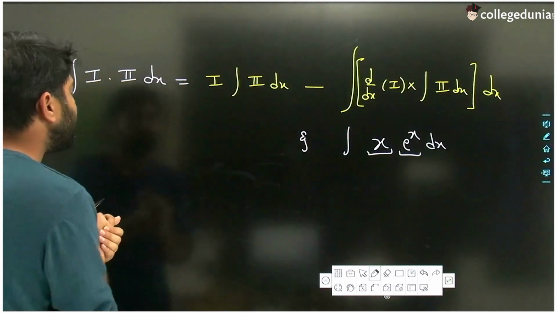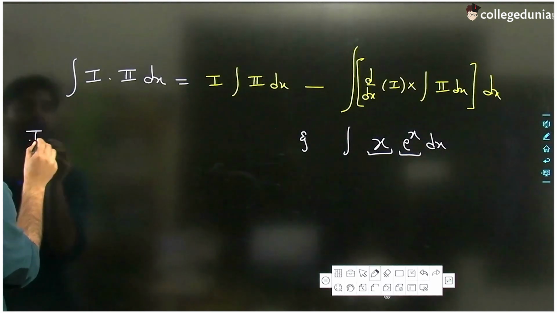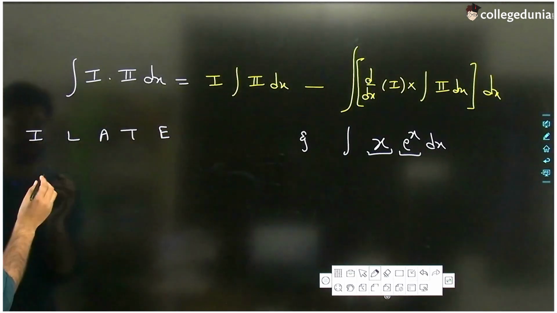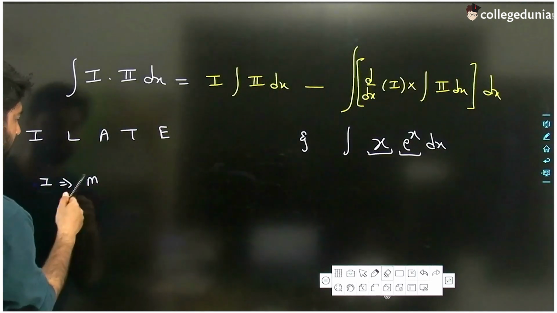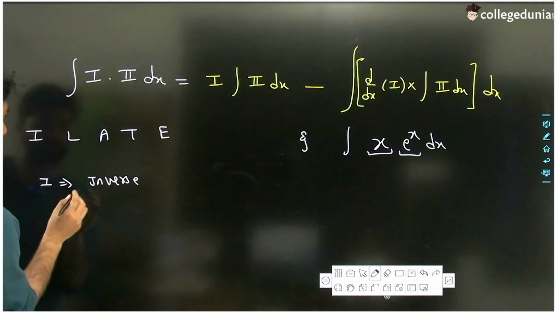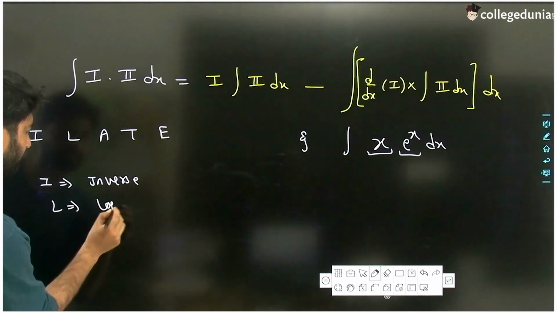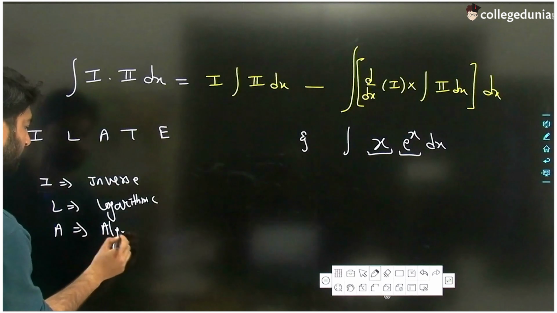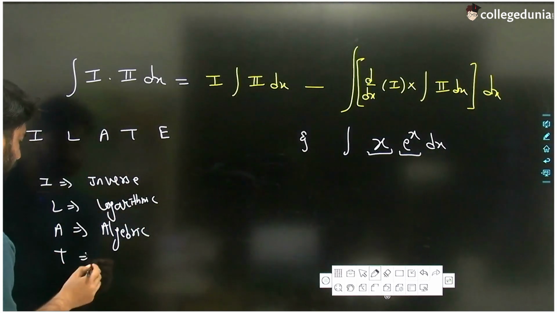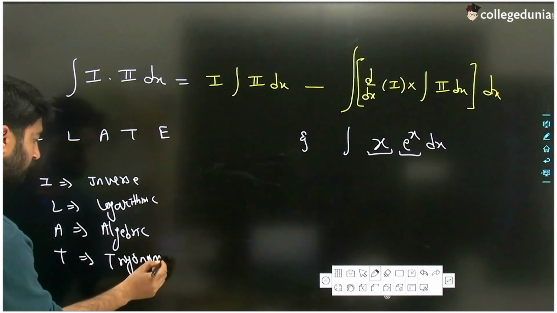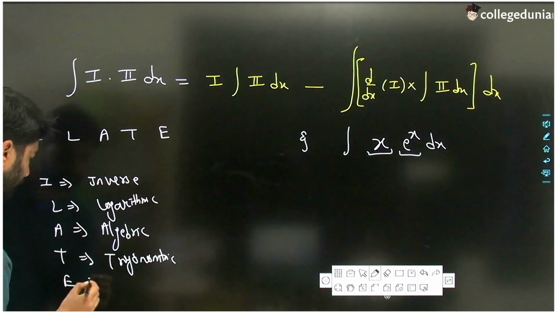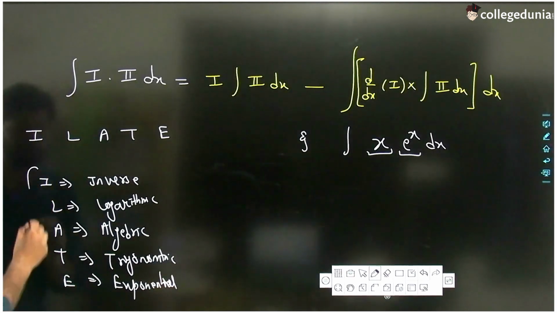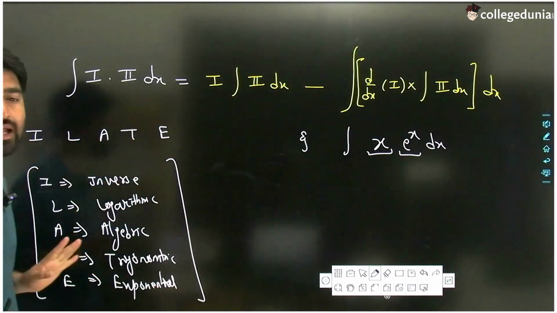So guys, for that we have to use a rule, ILATE. According to this rule, I refers to inverse function, L stands for logarithmic function, A means algebraic, T means trigonometric function, and E represents exponential functions. So guys, we have to follow this order, ILATE.